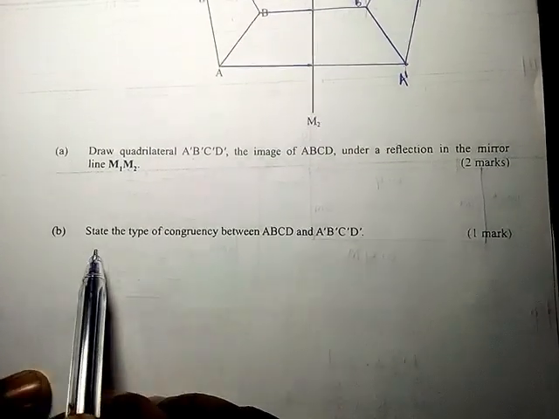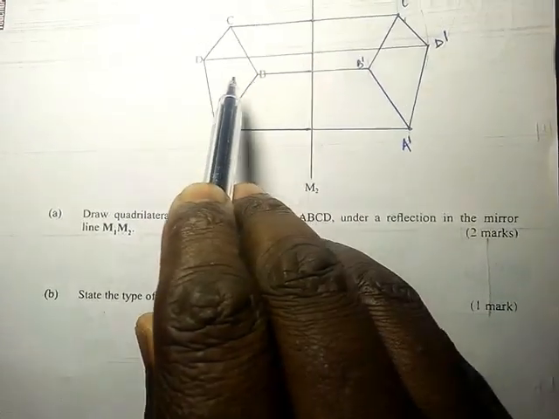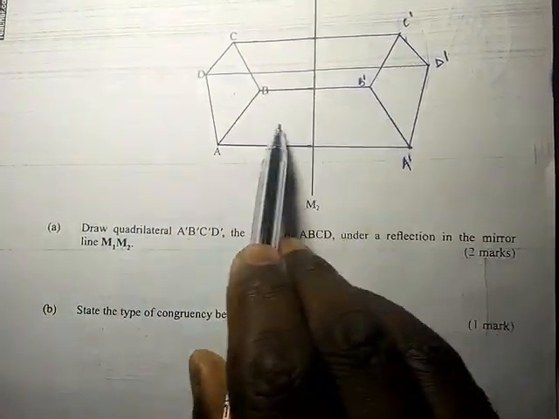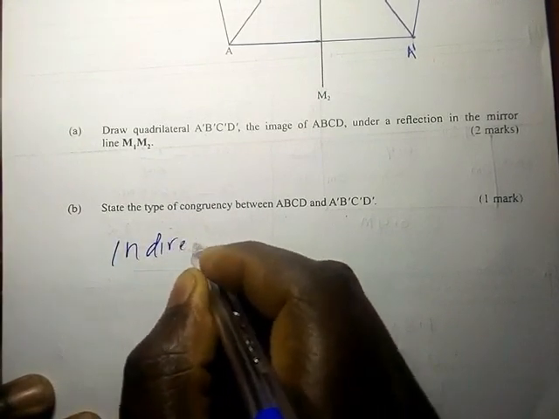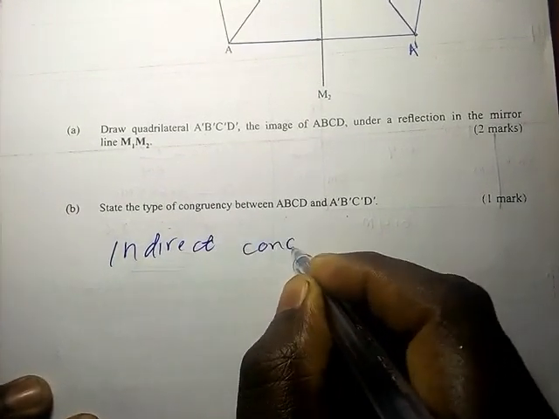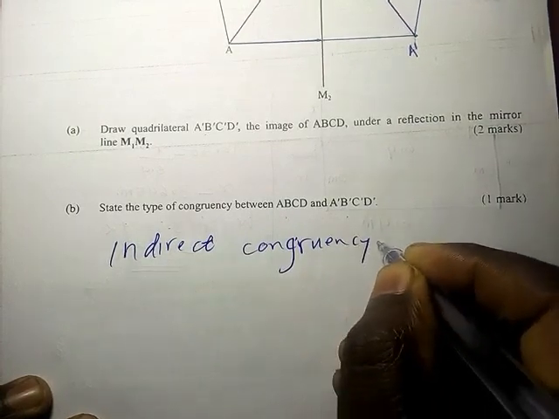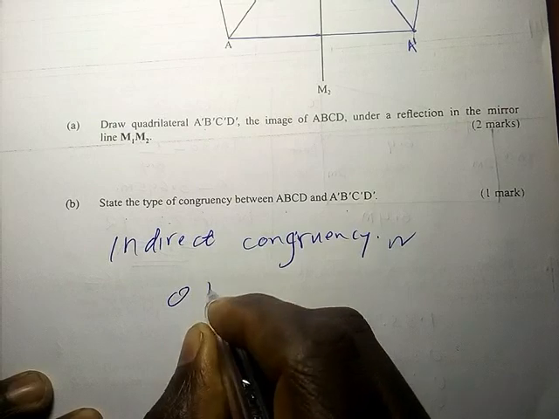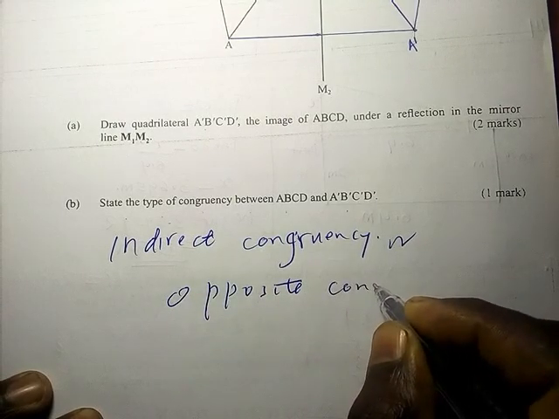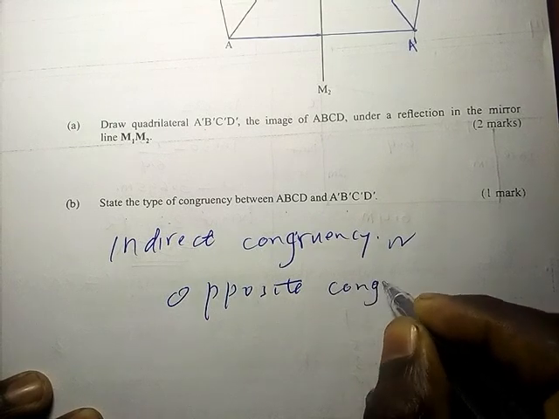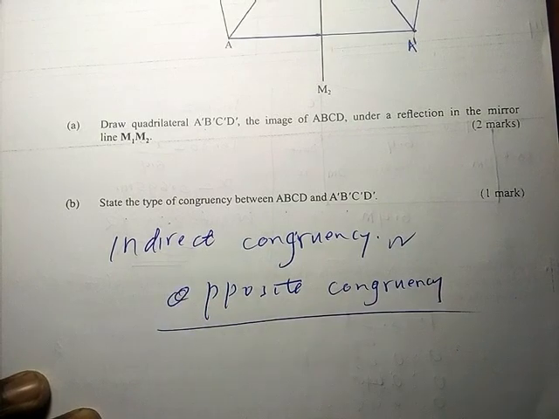Now state the type of congruence between this. So the congruence between these is the opposite congruence, or indirect, we call it indirect congruency or opposite congruence. Opposite congruence.